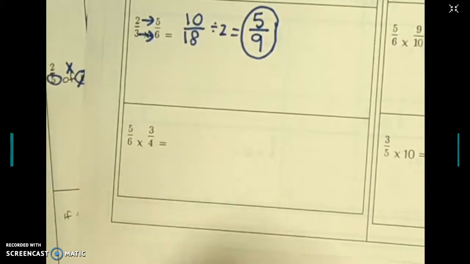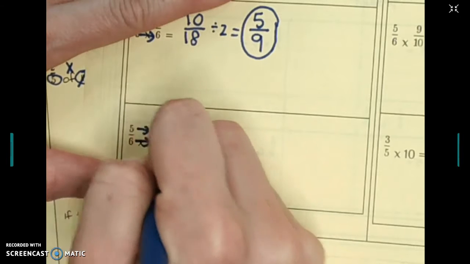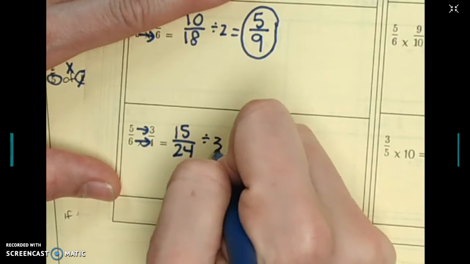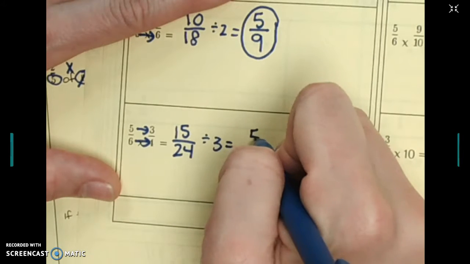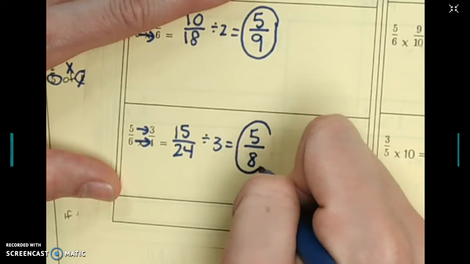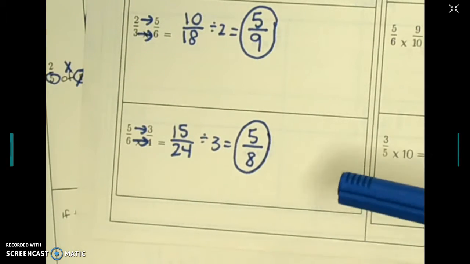Let's look at this bottom one. We have 5 times 3 is 15. And 6 times 4 is 24. Again, it does need to be simplified. And we're going to take 3. So 15 divided by 3 is 5. And 24 divided by 3 is 8. So your answer should have been 5/8. So with fractions, you do have to simplify every time, and most of you probably already did that.